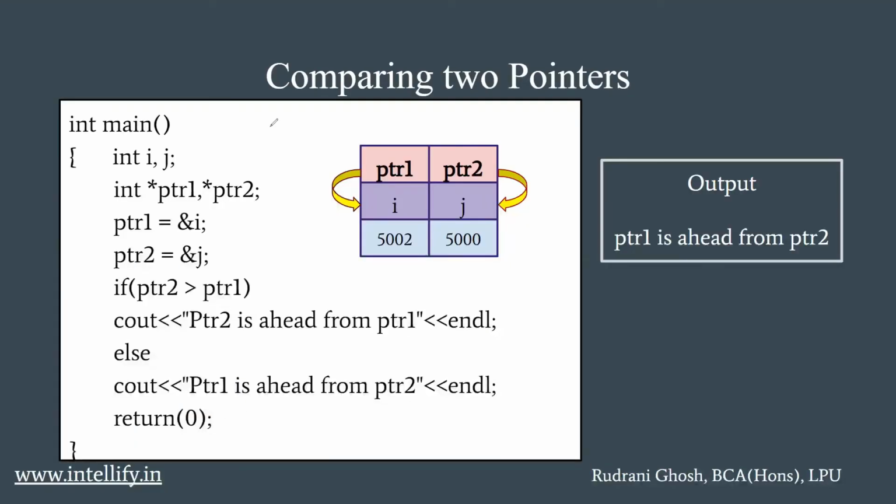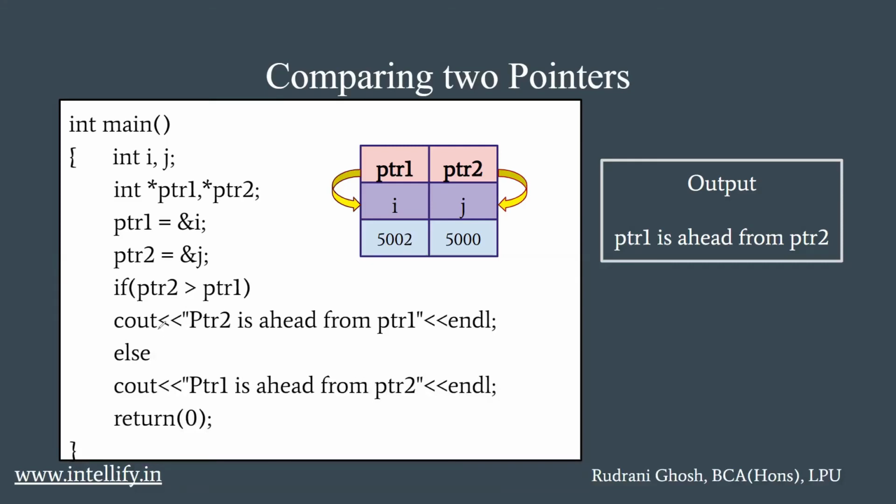So in this example, we'll be comparing two pointers. We have taken two integers I and j. We have taken two integer pointers, ptr1 and ptr2. We have assigned the address of I in ptr1 and address of j in ptr2. So we'll be comparing both of them using greater than. We can use any of the relational operators.